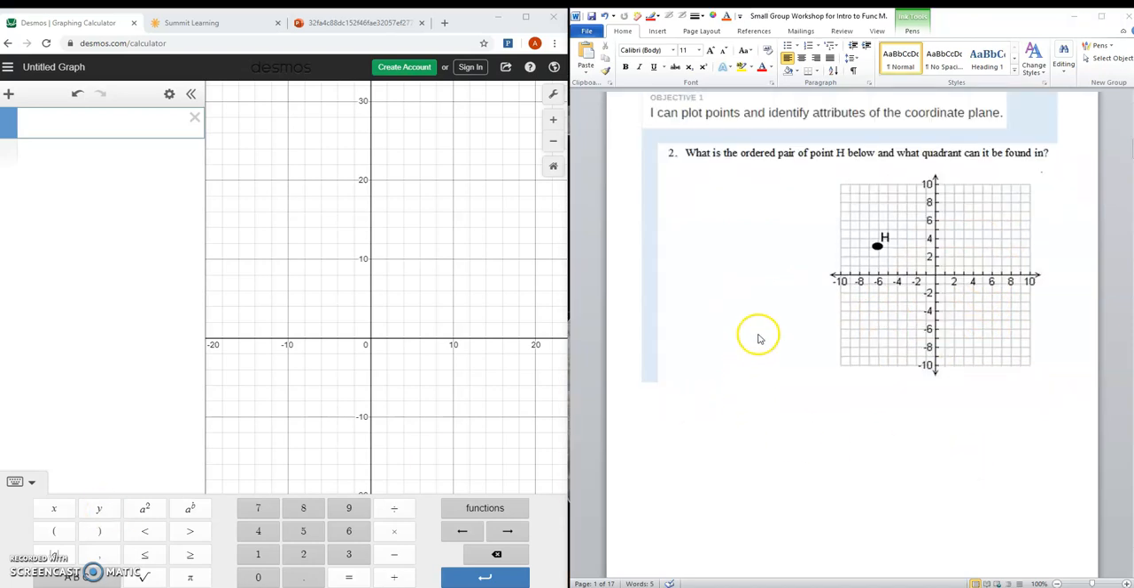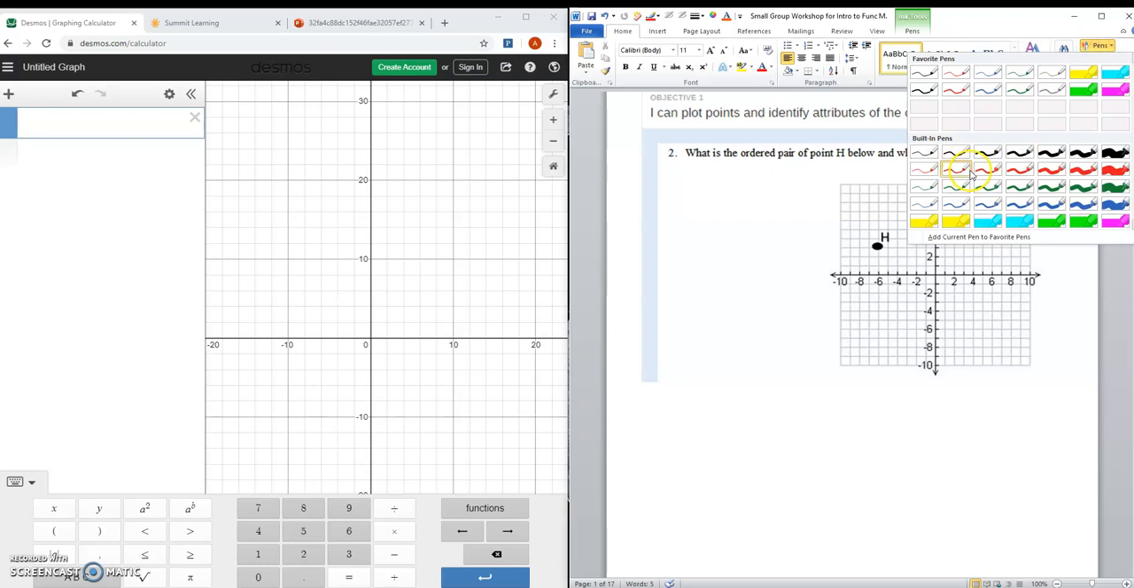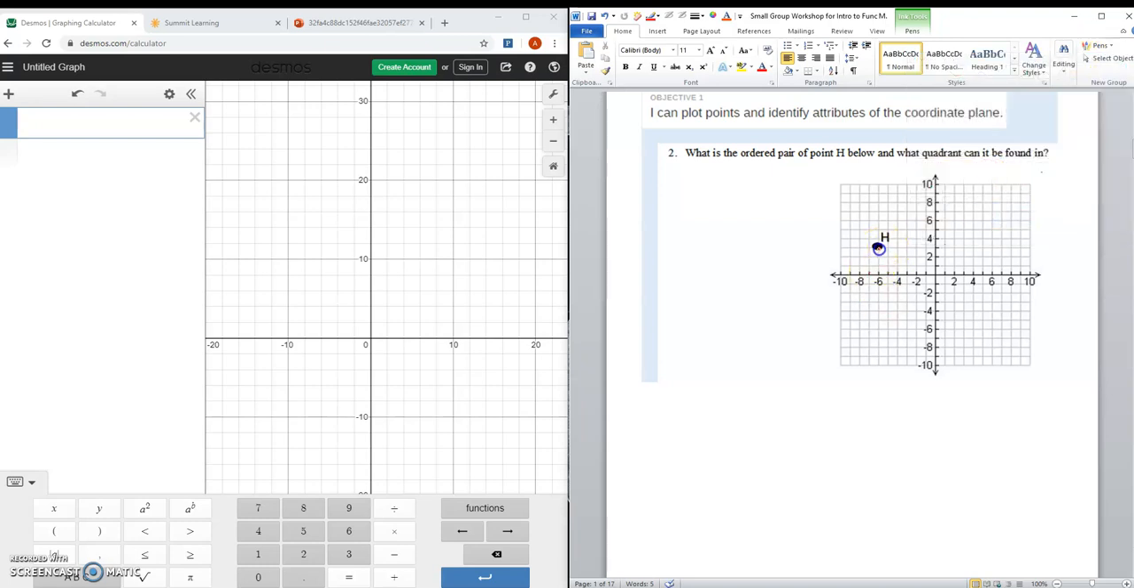Example number 2: what's the ordered pair for H and in what quadrant can it be found? It's the same strategy. From your point, connect to your x and then connect to your y. After connecting, you see that the coordinates of your point are -6 for x, 3 for y. For the quadrant, you know that it's in quadrant 2, because this is quadrant 1, quadrant 2, quadrant 3, and quadrant 4. So H is in quadrant 2.